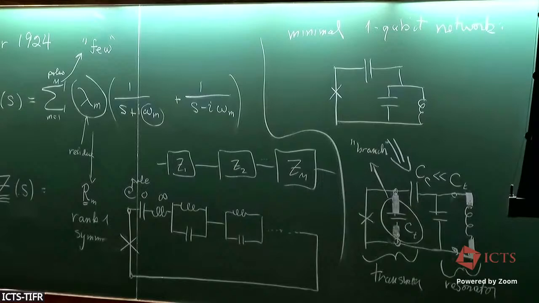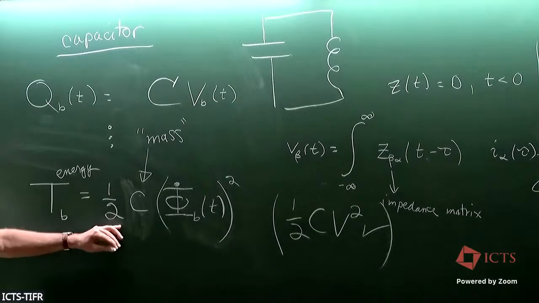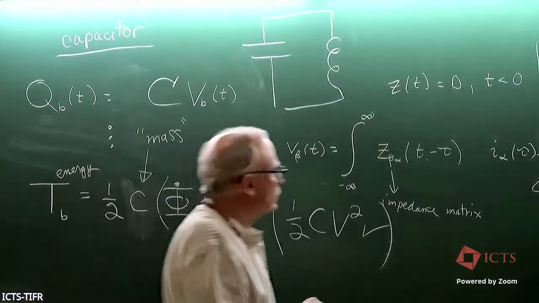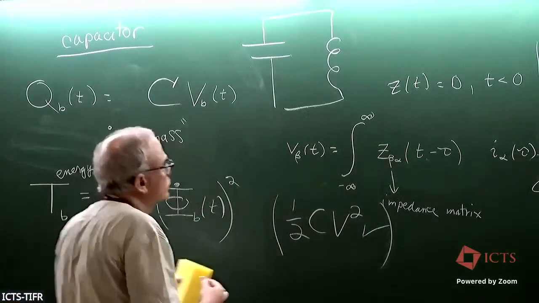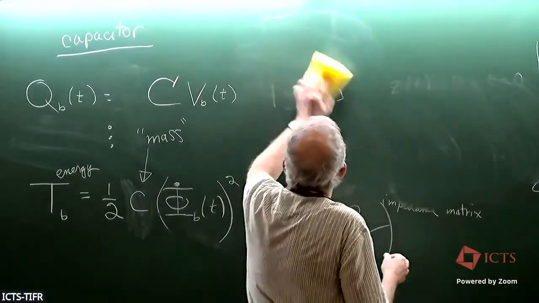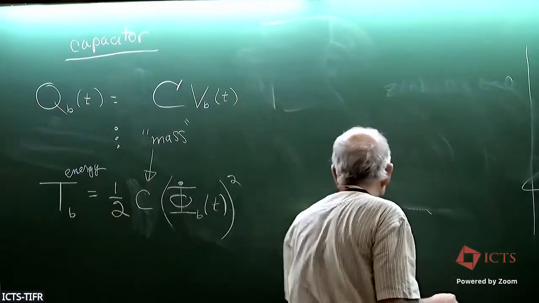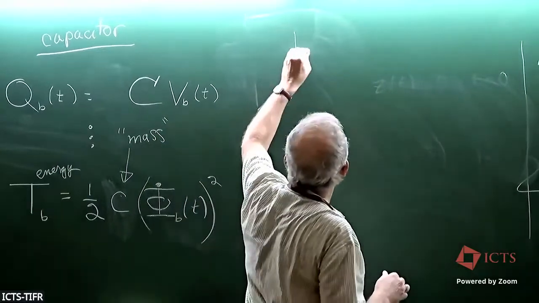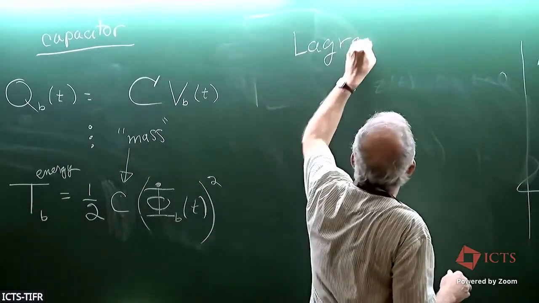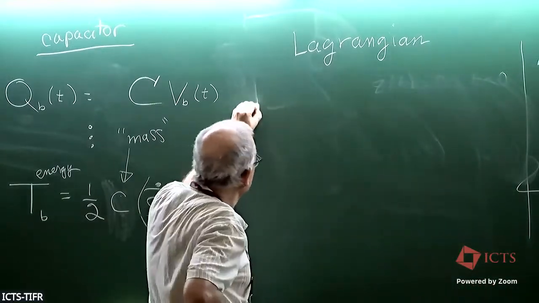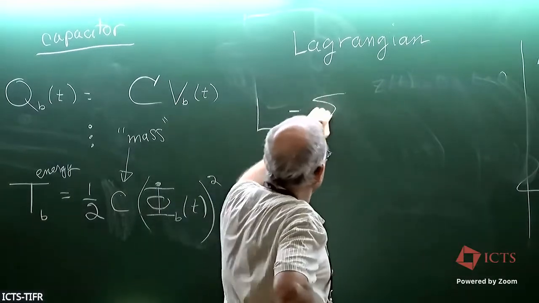But I have a little bit more work to do still, because I have a kinetic and potential energy. Now, the Lagrangian theory says I should just subtract. In other words, kinetic minus potential energy is the whole Lagrangian. So the Lagrangian L will be a sum over branches.